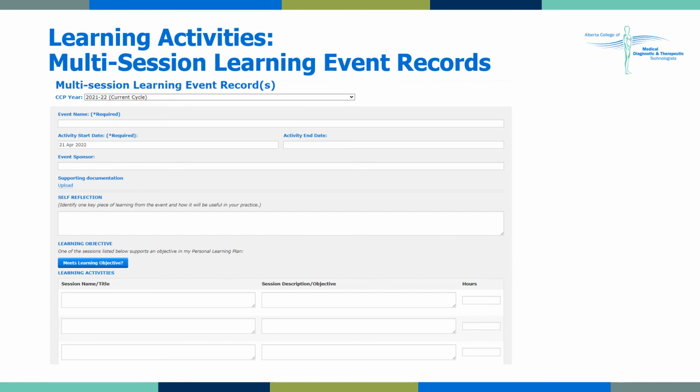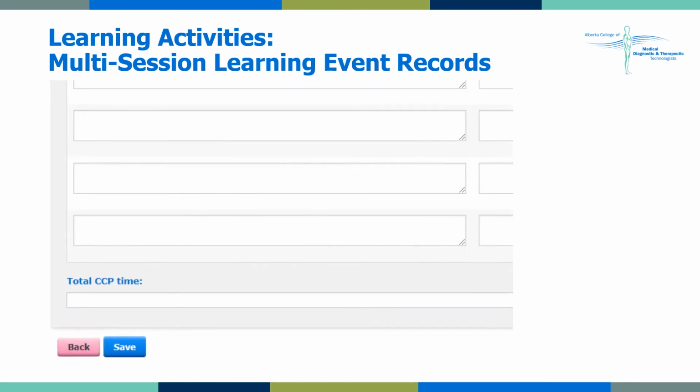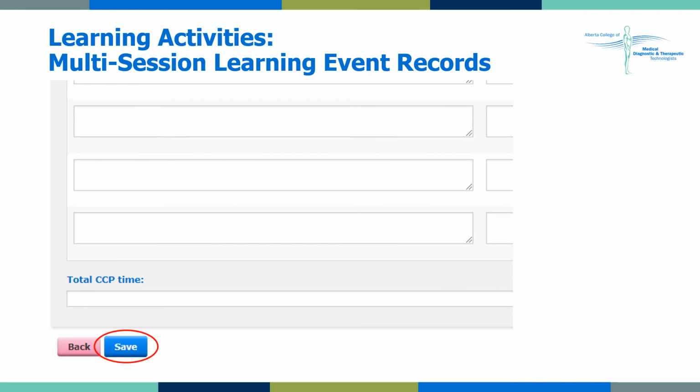For the self-reflection, choose one key piece of learning from the event and reflect on how it will be useful to your practice. Next, list the name or title of each session, along with a brief description or objective and how many hours it was. Finally, add all the hours of the event together and record that at the bottom of the form. Remember to click the Save button when you've finished.